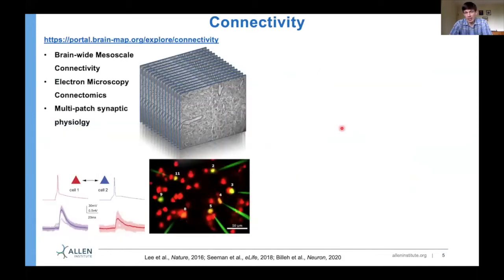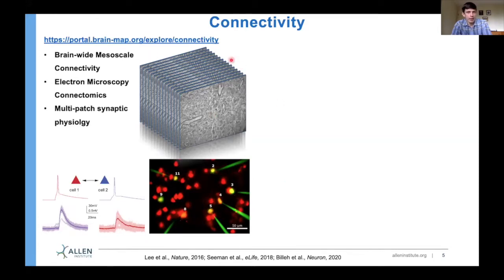The next step is connectivity. And again, if we think about the data that are available, there are really cool data sets that have recently been made public from the Allen Institute. There is the data set on synaptic physiology, so a characterization of the connectivity between different cell types in V1 using multi-patch synaptic physiology measurements.